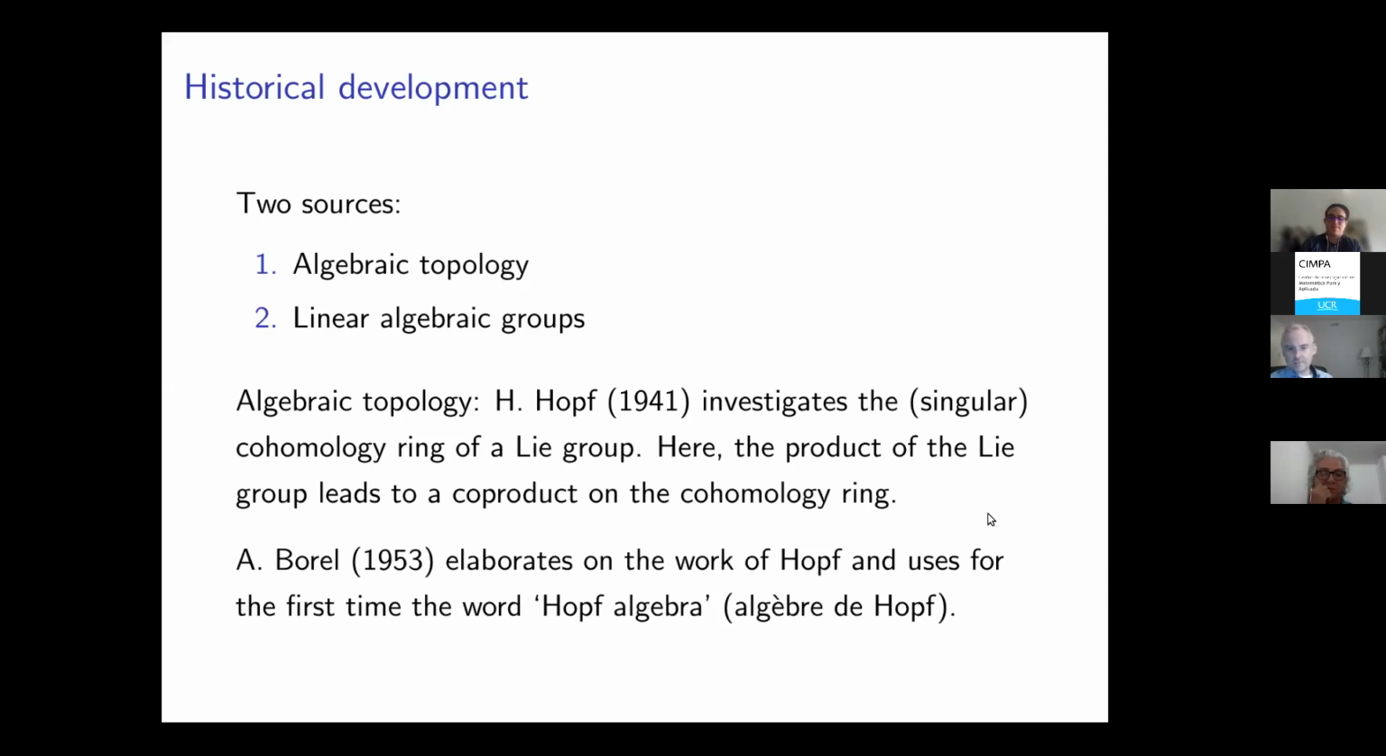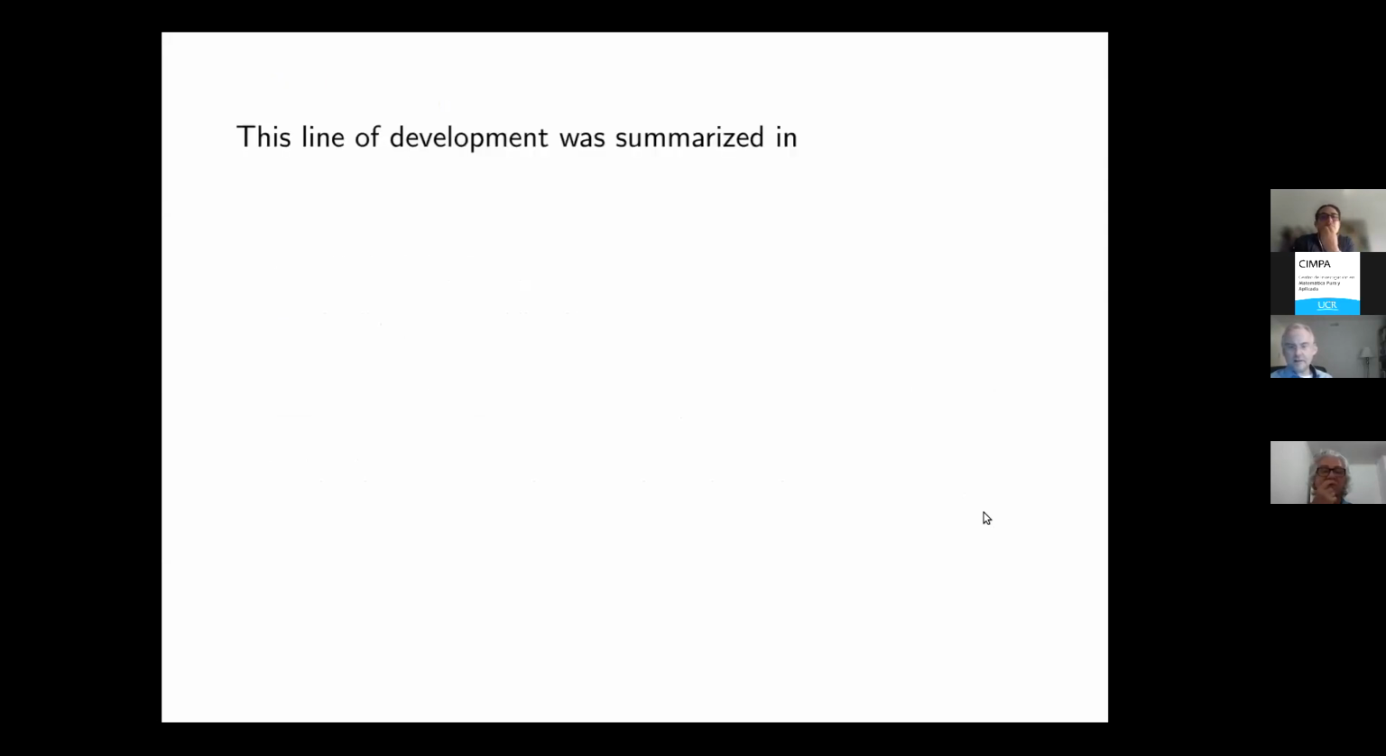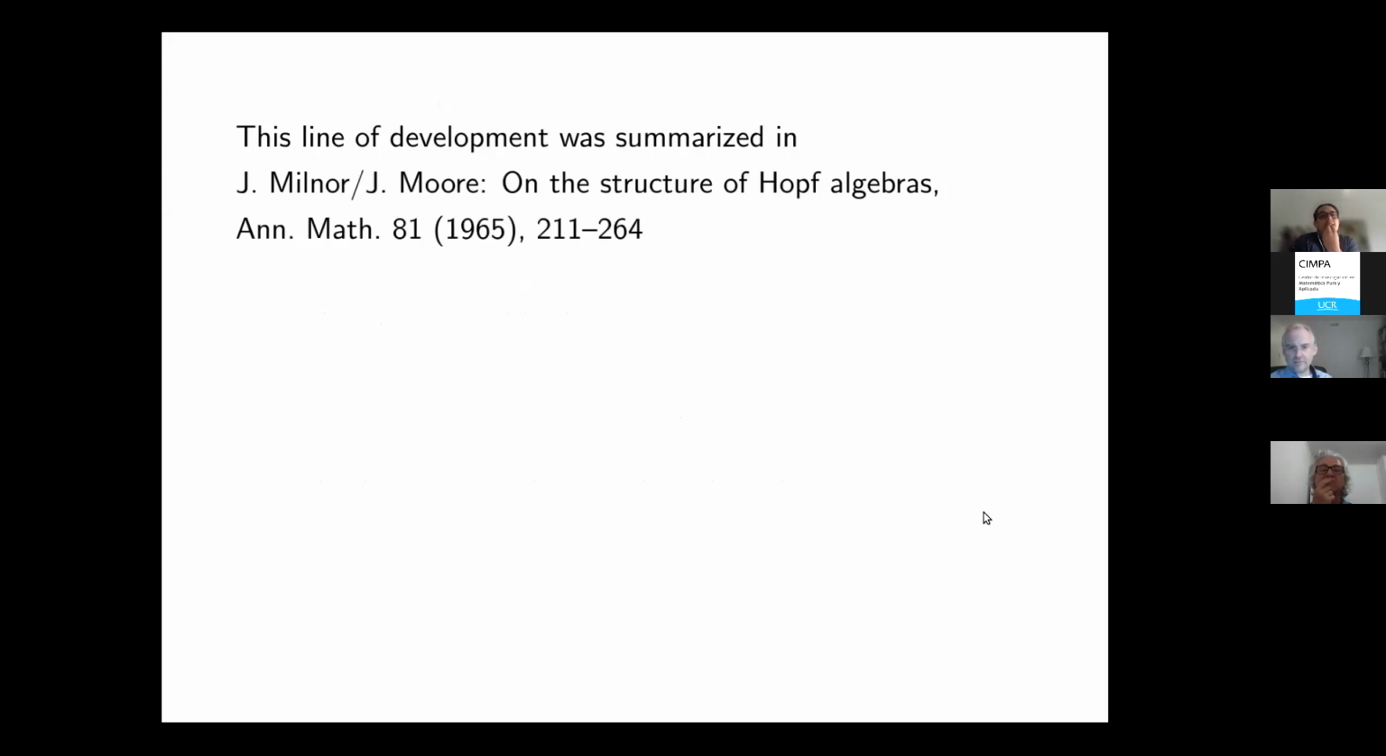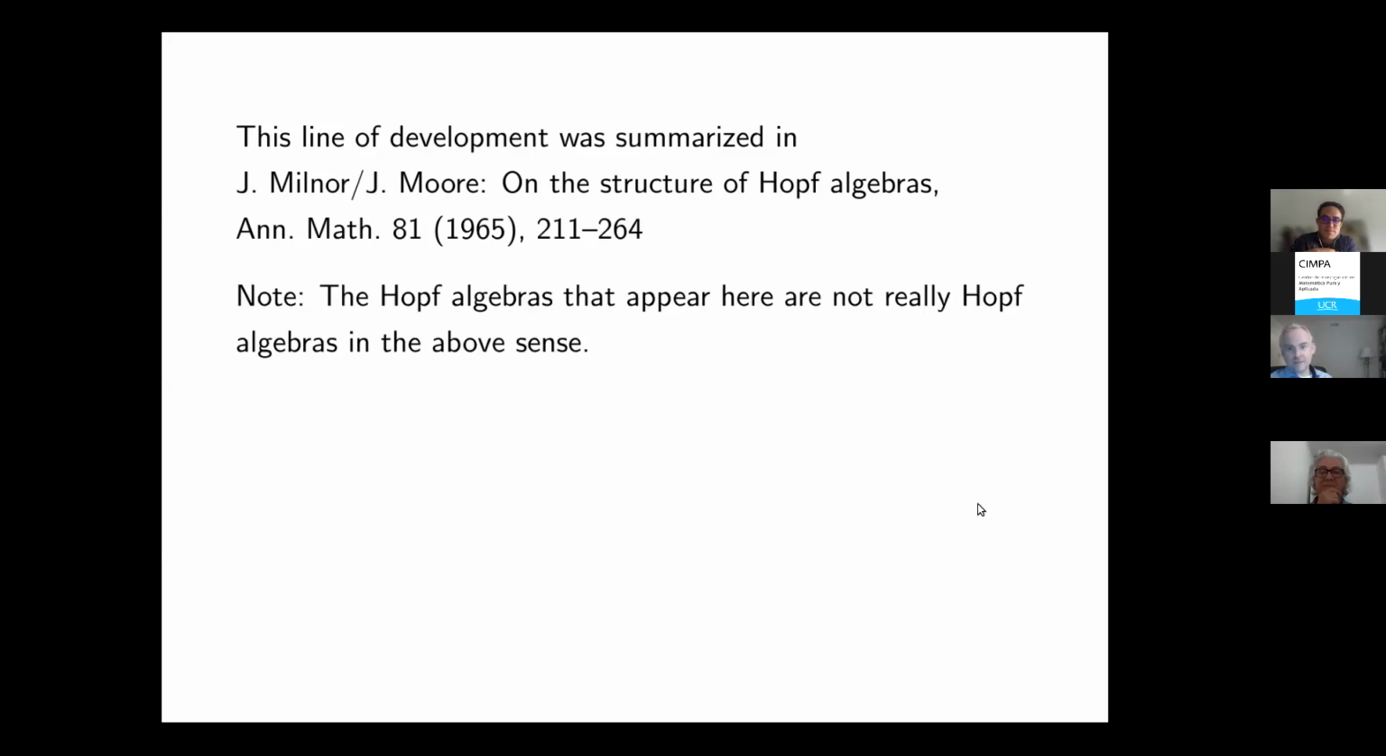And then Armand Borel elaborated on the work of Hopf and uses for the first time the word Hopf algebra, or at least its French equivalent, algèbre de Hopf. The article is written in French. And this was a long line of development, and there was a paper by John Milnor and John Moore on the structure of Hopf algebras, published in the Annals of Mathematics in 1965.